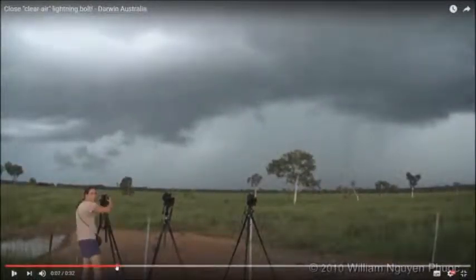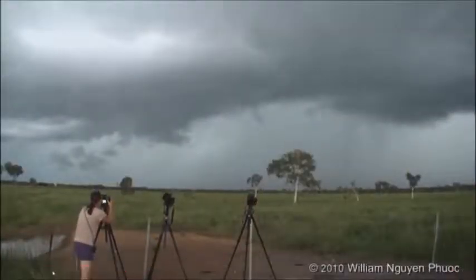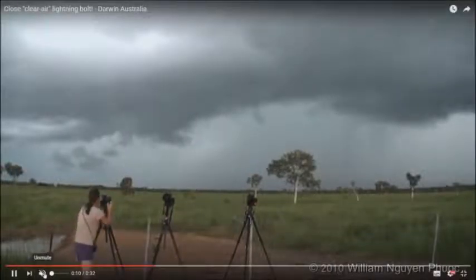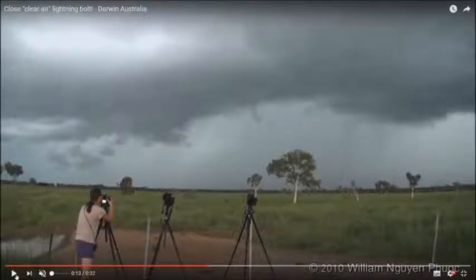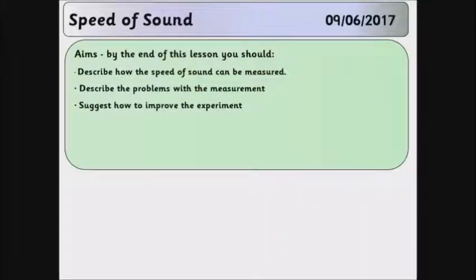Okay. So if you notice, there is a flash of light first, and then everyone kind of hears the sound shortly afterwards. So this is sort of what we're dealing with today as to how can we work out the speed of sound if we're in some kind of a lightning storm, and what information would we need to know, how would we do it, etc. Okay, so quick aims then.